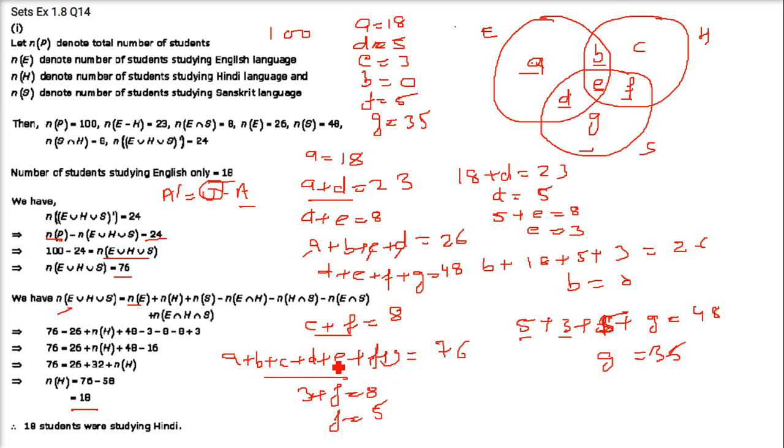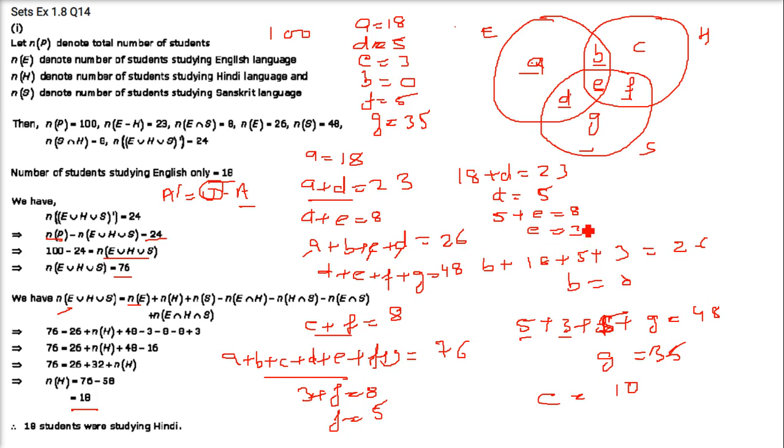So we just take the final one. That is the total of all these, 18 plus 5 plus 3 plus 5 plus 35, and subtract it from 76. So C will come as 76 minus all this addition. Let me just add these: 50, this is 40, and 18 plus 8 is 26, 26 and 40, and this is going to be 10. Okay, C is now 10.